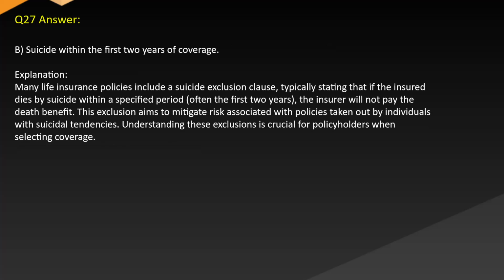Answer: B. Suicide within the first 2 years of coverage. Explanation: Many life insurance policies include a suicide exclusion clause, typically stating that if the insured dies by suicide within a specified period, often the first 2 years, the insurer will not pay the death benefit. This exclusion aims to mitigate risk associated with policies taken out by individuals with suicidal tendencies. Understanding these exclusions is crucial for policyholders when selecting coverage.